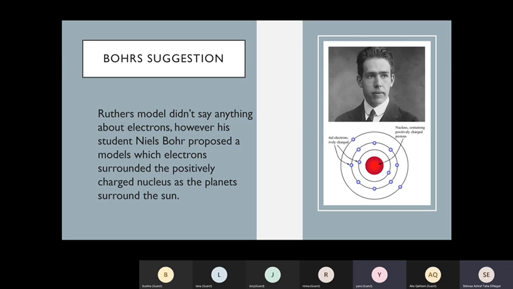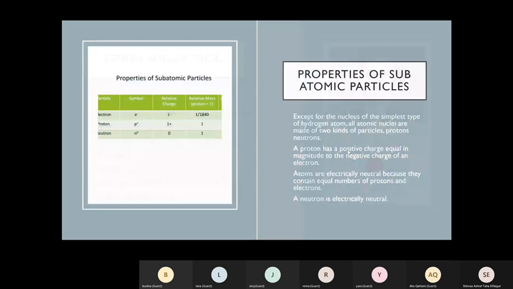Next, then there was a student of Rutherford called Bohr. Because Rutherford's model did not say anything about the electrons, Bohr came and proposed a model in which the electrons surround the positively charged nucleus, like the planets surround the sun. I put his picture and his model suggestion. Then here we talk about the properties of the subatomic particles.